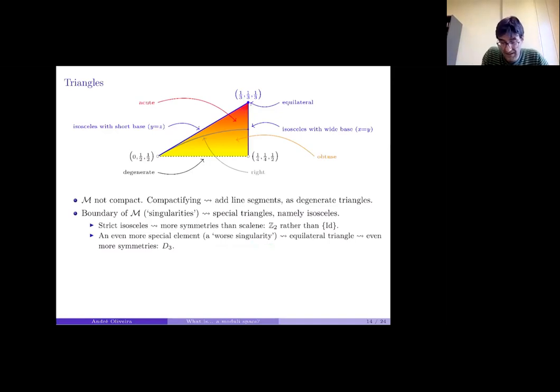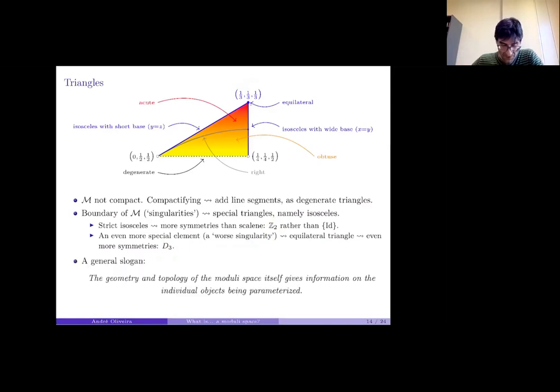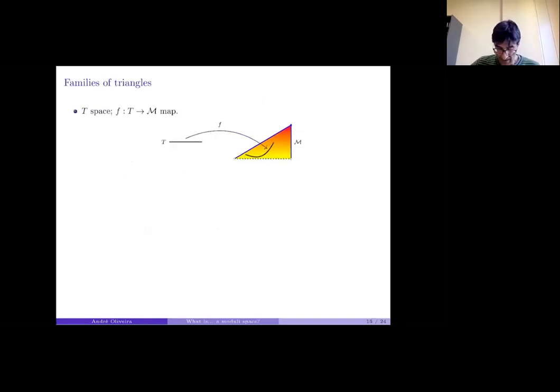And it does. I mean, the symmetry group of the equilateral triangle is larger than Z2, it is the dihedral group. So it has order six, right? So singularities of the moduli space correspond to special objects. Okay, here's an example. So here's a general slogan. The geometry and topology of moduli space itself gives information on the individual objects that are being parameterized. Okay, so now let's see these families of triangles. So I told you before, I'm going to just recap this.